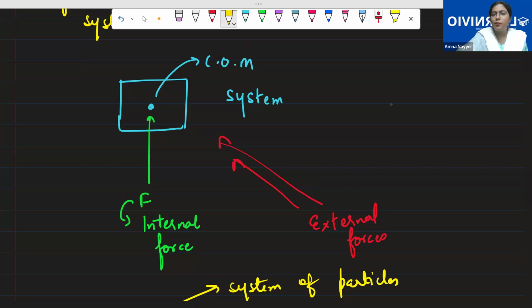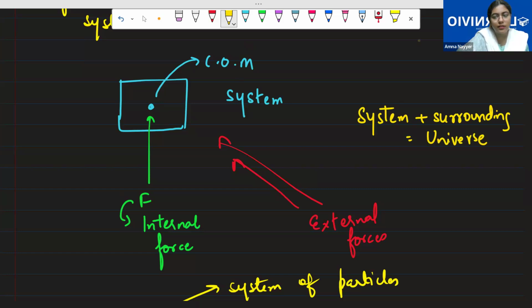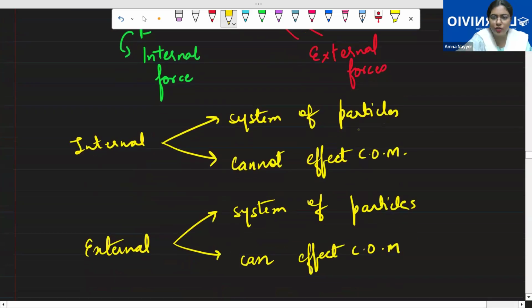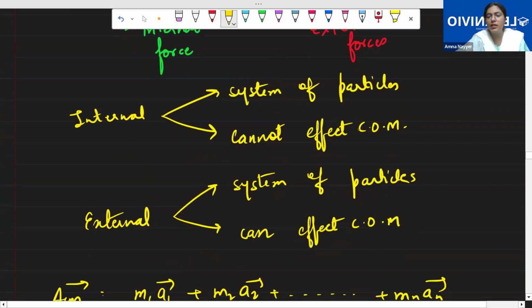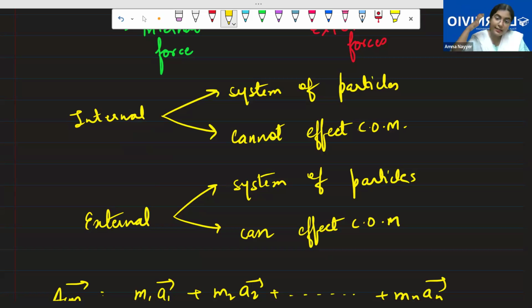This whole matter of system and surrounding is the same as we have discussed earlier. System plus surrounding. An external force acts on the whole system, outside the system. So this is what I was telling you. Internal forces are part of the system of particles, but they cannot affect the center of mass. External forces act on the system of particles, and they can affect the center of mass. External force will be zero in most cases, so conservation will occur.